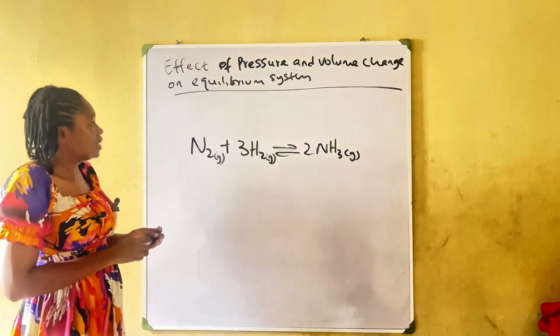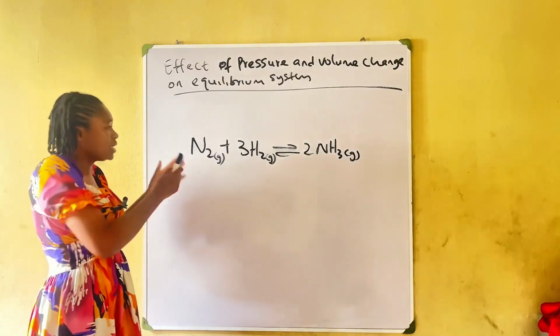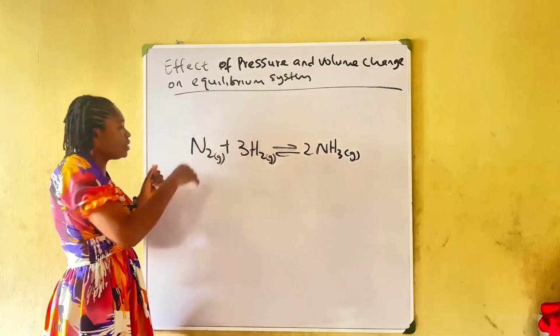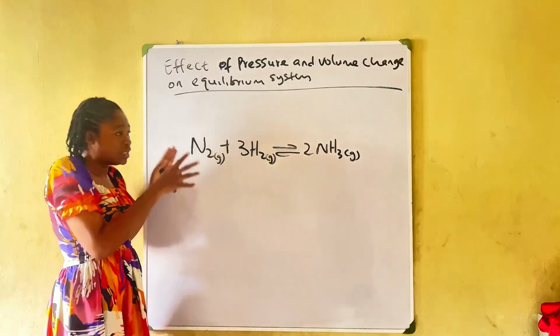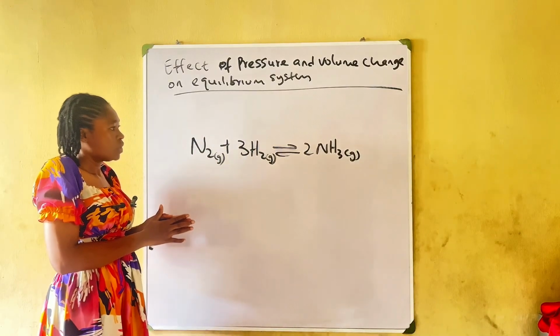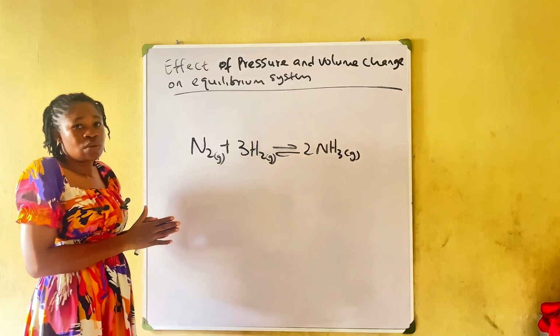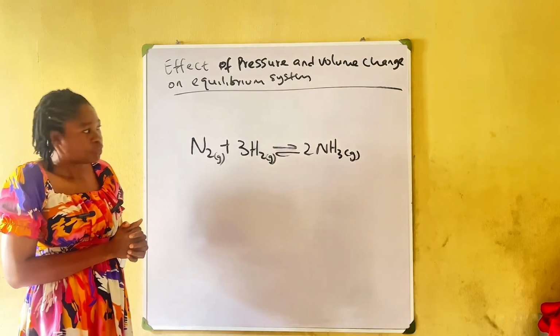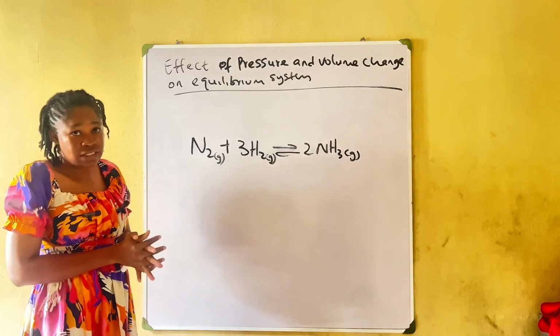Okay. So look at this. This system is in equilibrium. If you increase the pressure of this system in equilibrium, so you have offset the balance. So equilibrium is going to shift to cancel that effect.